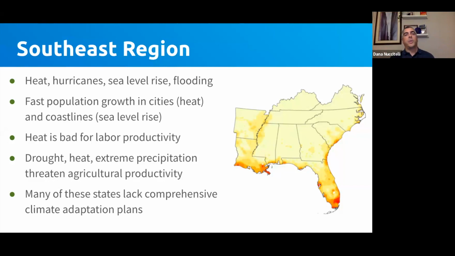Lots of extreme heat in this region, which is bad for labor productivity, especially for outdoor labor. Also, agricultural productivity is threatened in this region by the combination of drought and extreme heat, and also sometimes extreme precipitation, all not so good for crops. And one issue is that a lot of these states don't have comprehensive climate adaptation plans, given all the impacts that they are vulnerable to, sea level rise, extreme heat, all these things that really could use adaptation plans to become more resilient against those impacts. That would be really helpful if they would develop those kinds of plans.